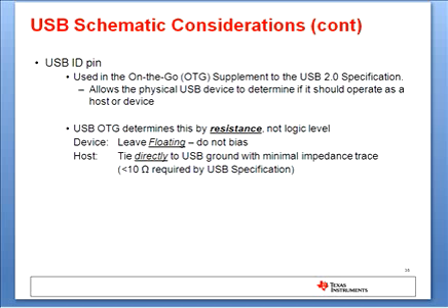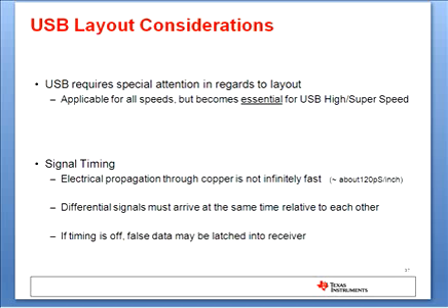The reason for this is pull-ups or pull-downs will not only influence logic level, but they may interfere with the detection of the resistance. For host operation of an OTG capable device, the ID pin should be tied directly to ground with minimal trace impedance. The reason for this is that for a device to detect that it should operate as host, less than 10 ohms resistance is required by the USB specification. I will now move on to layout considerations when using USB.